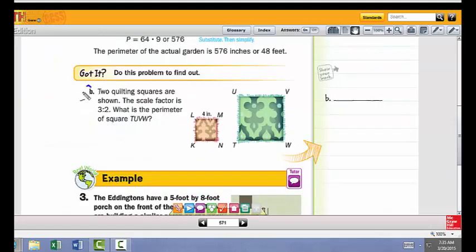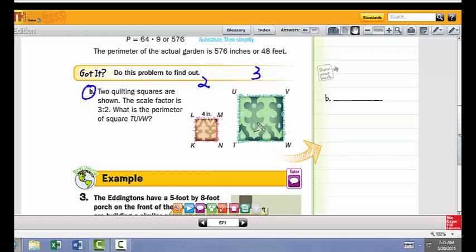Okay, let's solve problem B. Two quilting squares are shown. The scale factor is 3 to 2. So obviously the 3 belongs over here and the 2 belongs over here. What is the perimeter of square TUVW? So we're looking for the perimeter here. So we have a 4-inch side on this side, a scale factor of 2 to 3.